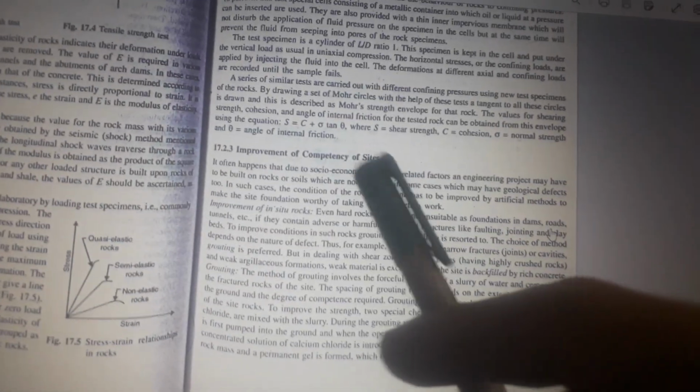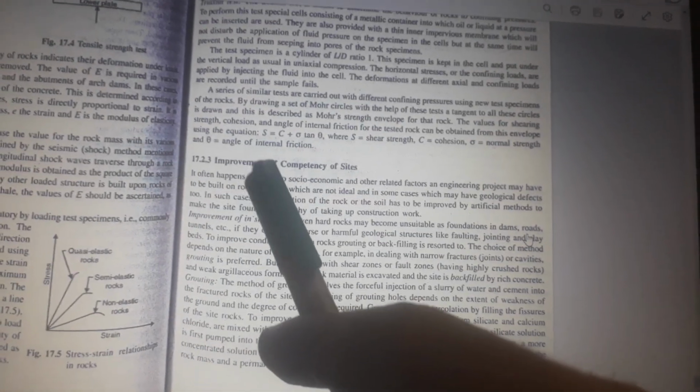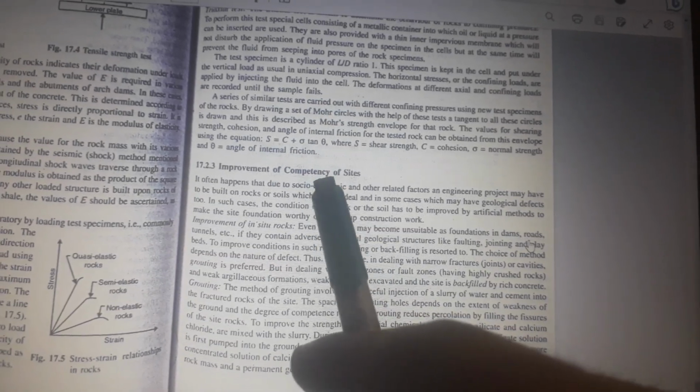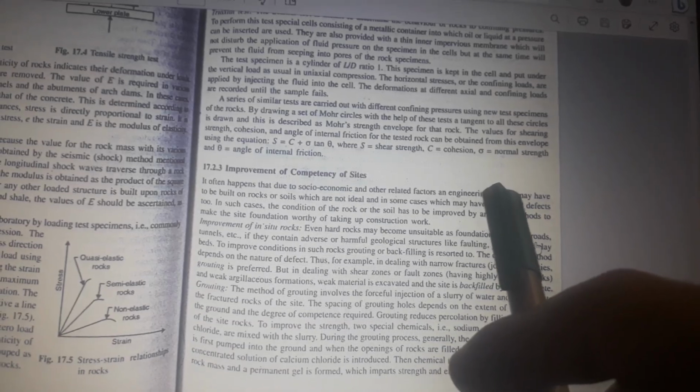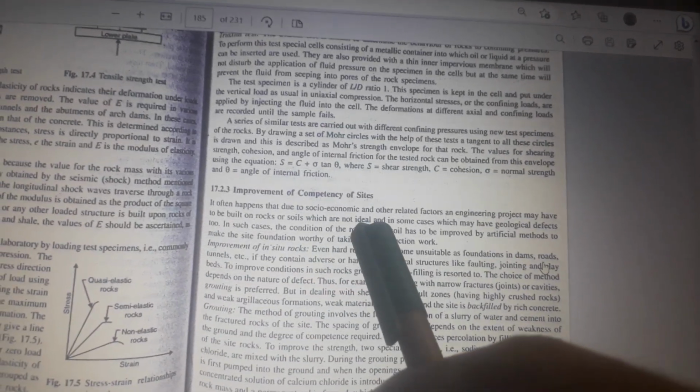Improvement of competency of sites. It often happens that due to socio-economic and other related factors, an engineering project may have to be built on rocks or soils which are not ideal, and in some cases which may have geological defects too.